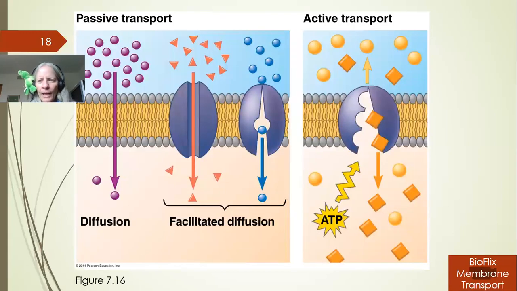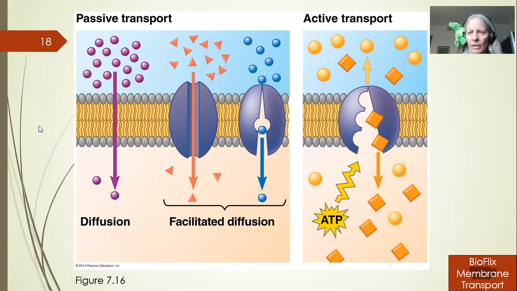So, as a review of these kinds of transport, this figure is from chapter 7 in your textbook, and I included some tutorials from chapter 7 in your Mastering Biology homework for today. I encourage you to watch those videos in those assignments if you need a refresher on the various kinds of transport. Notice that there are 3 kinds of passive transport shown in this figure.